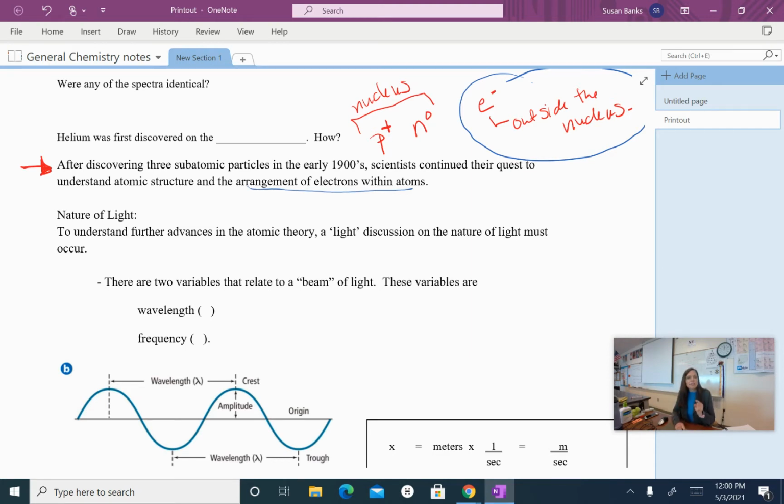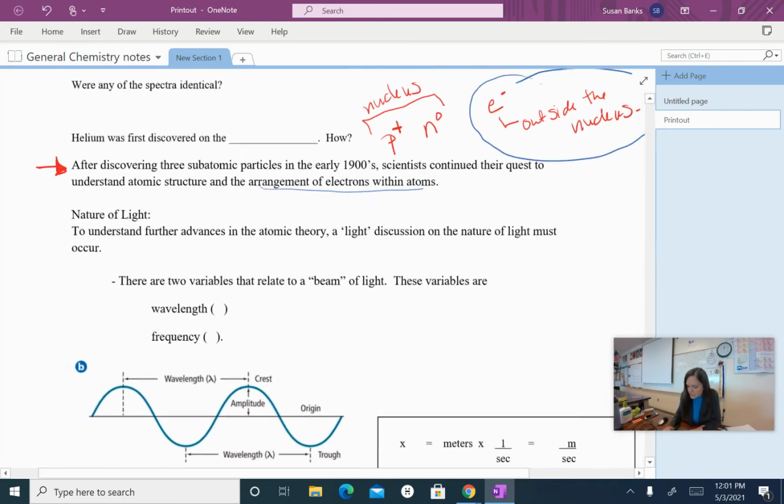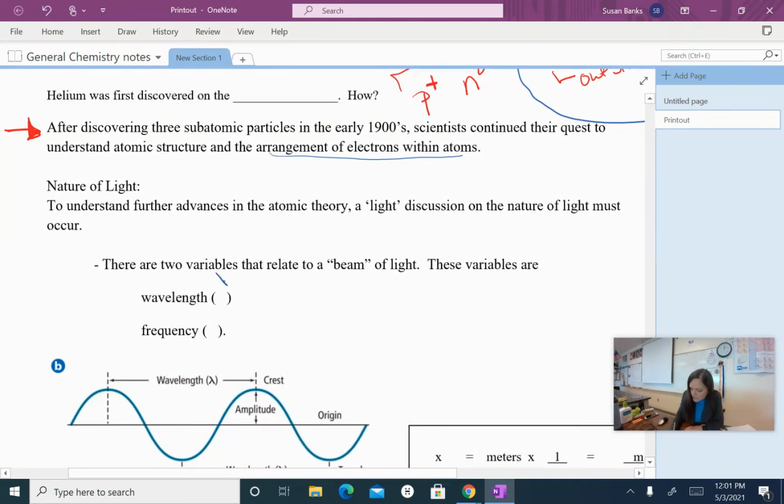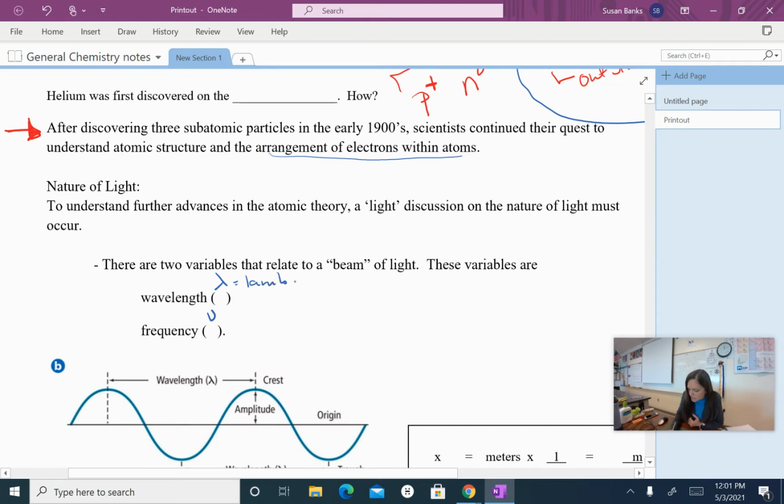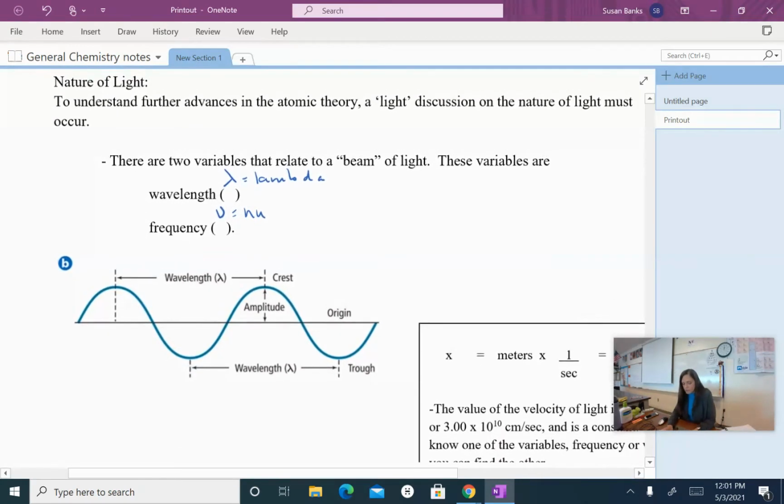Okay? There are 2 variables that relate to a beam of light. These variables are wavelength, and we designate wavelength by lambda. And we also have frequency, and we designate frequency by nu. So these are some Greek letters, lambda and nu.